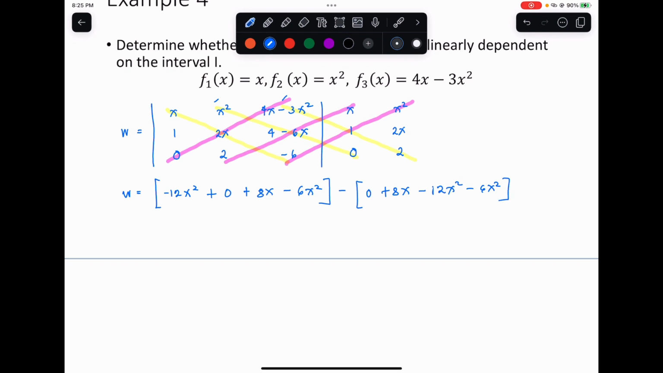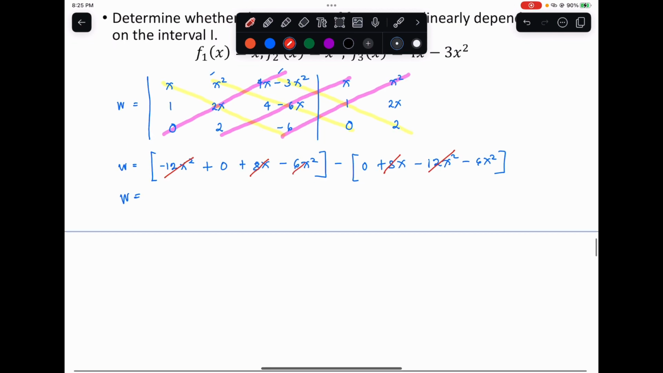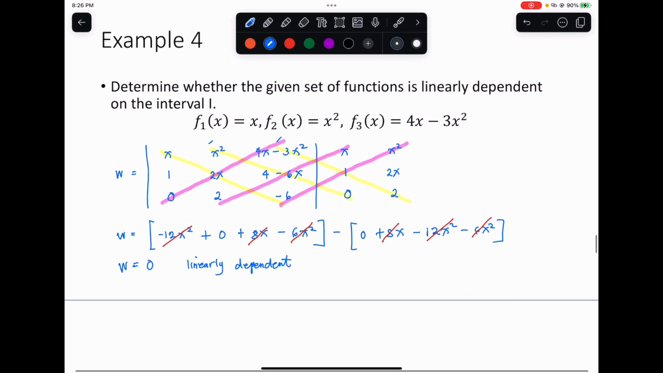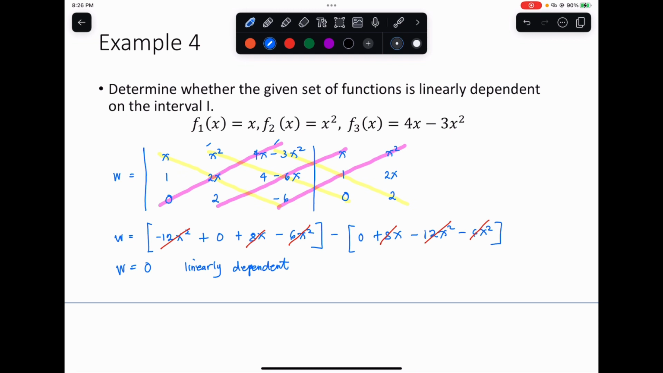So what we can see here now is W will be equal to negative 12x squared minus negative 12x squared, that would be 0. 8x minus 8x is 0. Negative 6x squared minus negative 6x squared is 0 as well. Therefore, the Wronskian is equal to 0. And since this is equal to 0, that makes it linearly dependent. So that is for our example number 4.